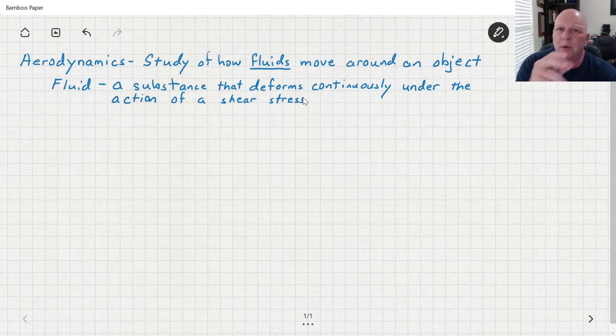If I look at this ruler, if I apply a load to this ruler, it'll deform. So if I put a fixed load on there, it deforms a fixed amount. Let's see if you can see that. But it doesn't continuously keep on flowing. So a fluid, when you apply a shear stress to it, just keeps on deforming continuously for as long as the shear stress is applied. It can be a gas or a liquid.